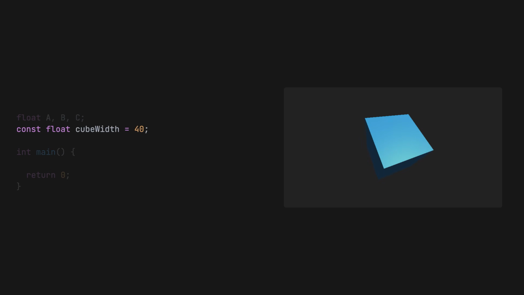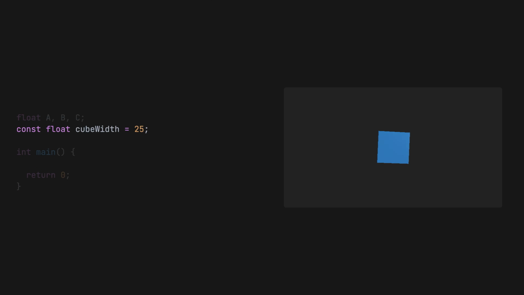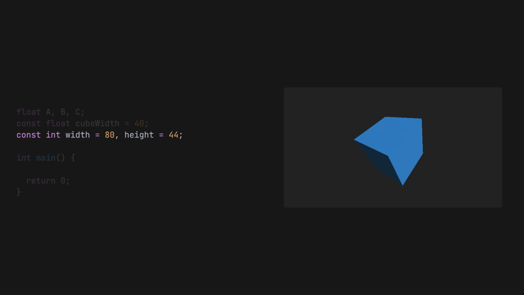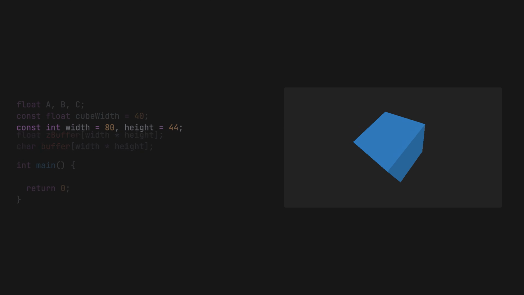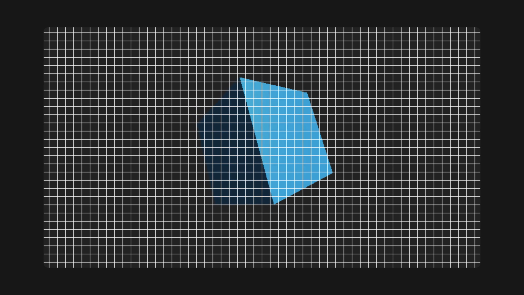Cube width determines the width of the cube. We can adjust it as we want, as long as the cube fits inside the screen. Width and height represent the width and height of the screen, but not in pixels, but characters. ZBuffer will store the Z values of the points, and buffer will hold which character to print for each point. We can think of the screen as a grid, and buffer will decide which character to print for each cell of that grid.